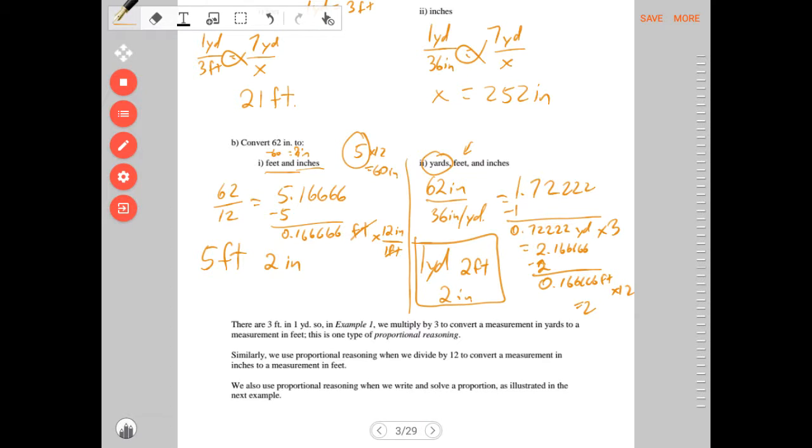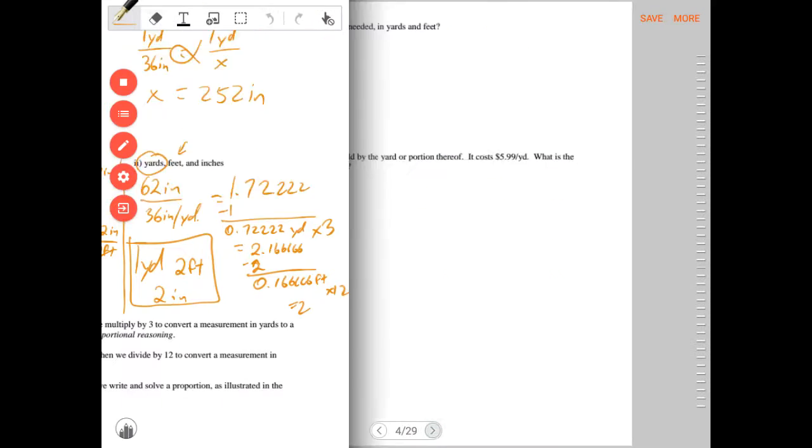So, there are 3 feet in 1 yard. In example 1, we multiply by 3 to convert the measurement in yards to a measurement in feet. This is one type of proportional reasoning. Similarly, we use proportional reasoning when we divide by 12 to convert a measurement in inches to a measurement in feet. We also use proportional reasoning when we write and solve a proportion, as illustrated in the next example.